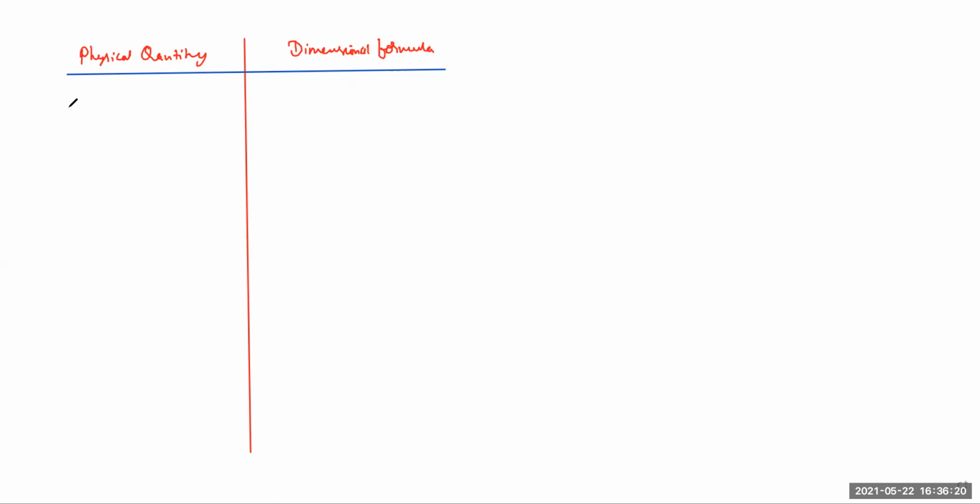Now there is something very interesting called permeability of free space, and we represent it by the symbol mu naught. How do we read it? Mu naught.